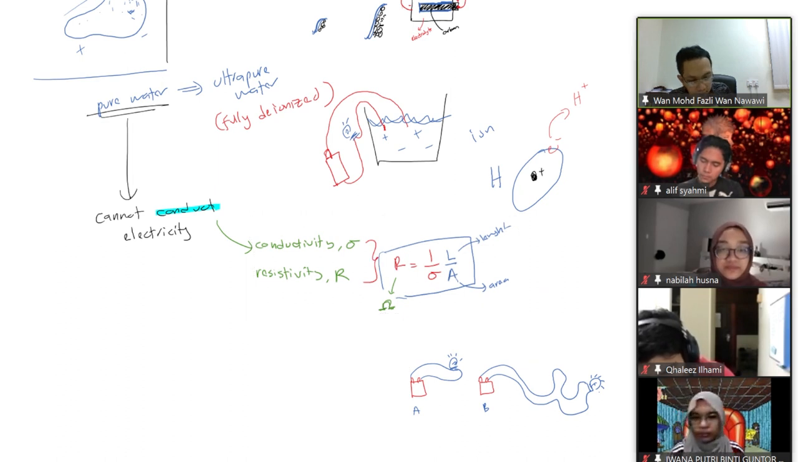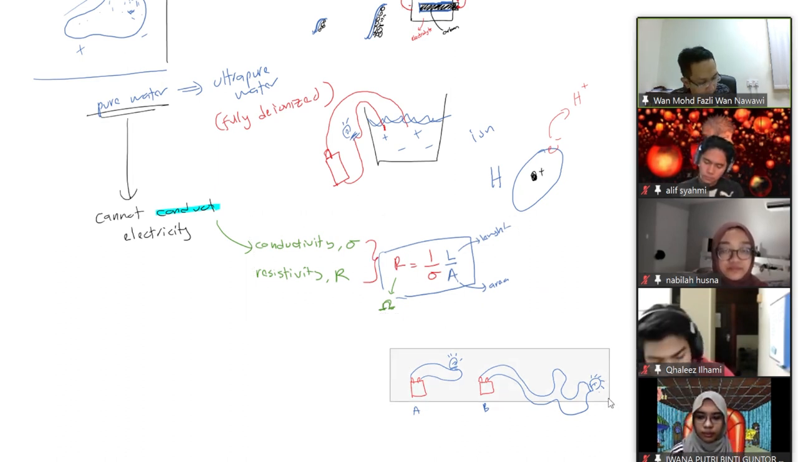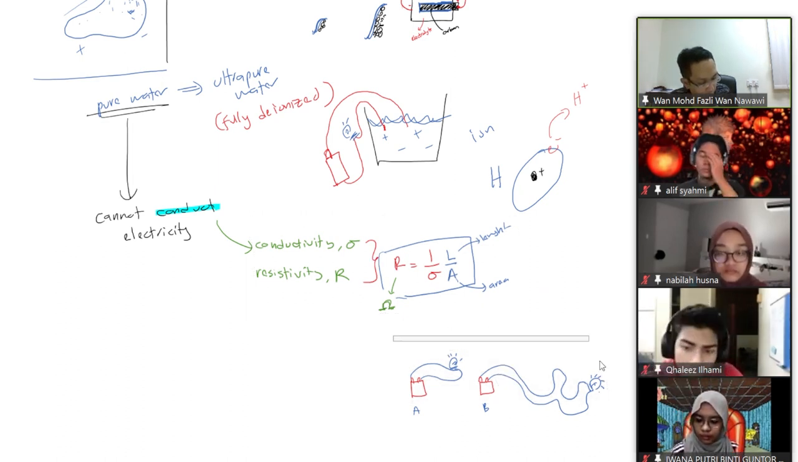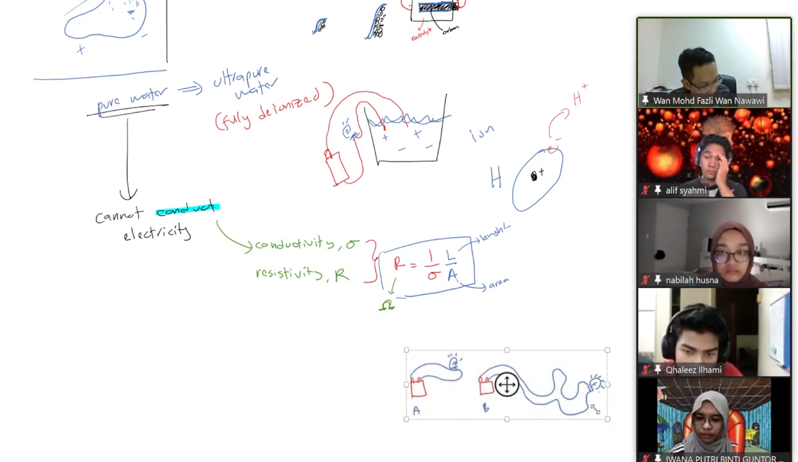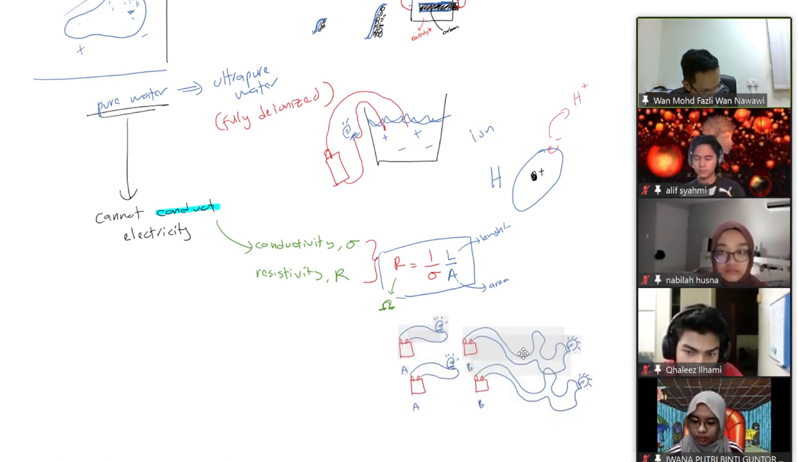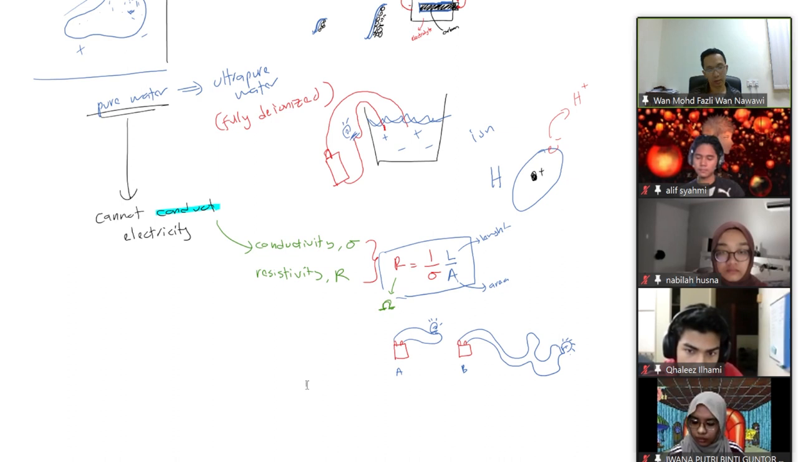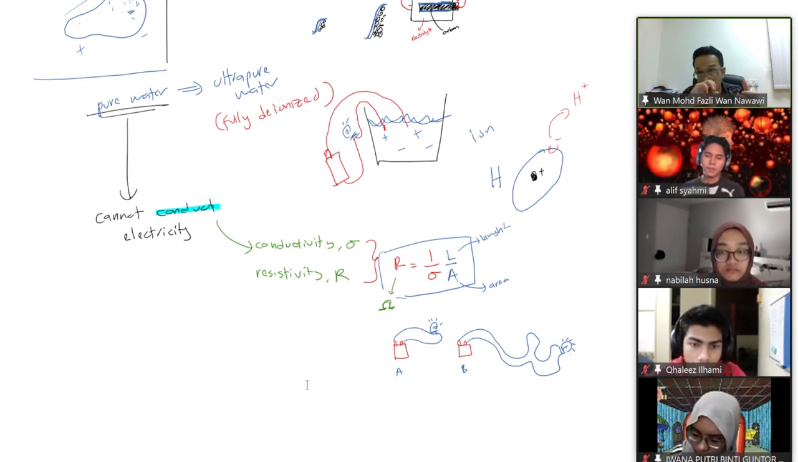So you have the formula for resistivity. You know that conductivity and resistivity relate to each other. In order to see whether the water is pure or not, people normally check the resistivity of the water.